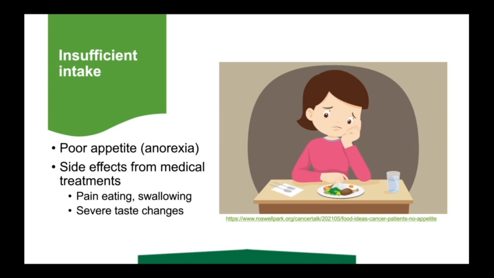The second overarching reason we might want to consider using EN is for individuals with insufficient calorie and nutrient intake due to the side effects of illnesses or treatments. For example, patients who are of advanced age, patients with chronic diseases, or patients with advanced cancer can experience poor appetite, which is referred to as anorexia. This can be associated with the pathophysiology of their diseases. Additionally, medical and surgical treatment of some conditions, such as chemotherapy or radiation therapy, can result in side effects that negatively impact the ability to eat enough, such as pain with eating or swallowing.